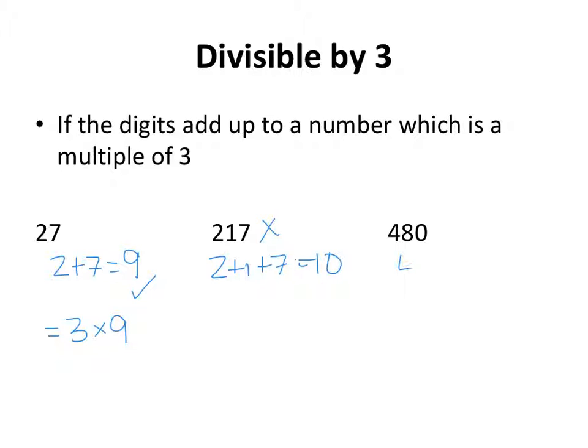For 480, 4 adding 8 is 12, add 0 is still 12. 12 is a multiple of 3. 480 is 3 multiplied by 160. And if you weren't sure about that 160, you could take 480 divided by 3 on your calculator.